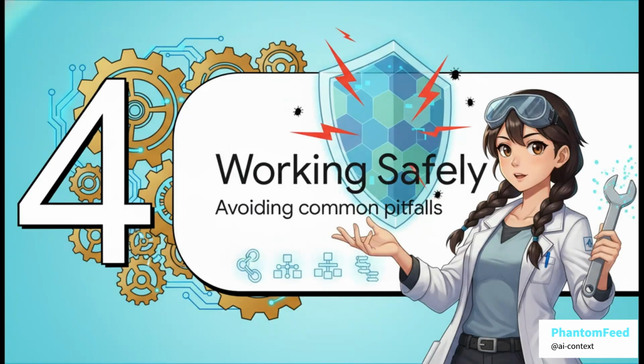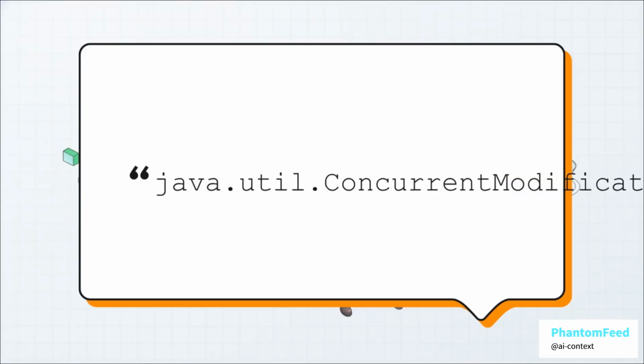Look, having the right tools is great, but knowing how to use them without cutting your hand off is even better. These next few rules are all about preventing those painful, hard-to-find bugs that can drive you crazy. Yes, this one. If you've been doing Java for any amount of time, I guarantee you've seen this, and probably wanted to throw your monitor out the window. This exception is the classic sign that you've broken a really fundamental rule of collection safety.